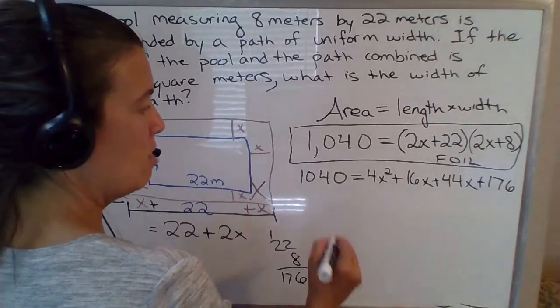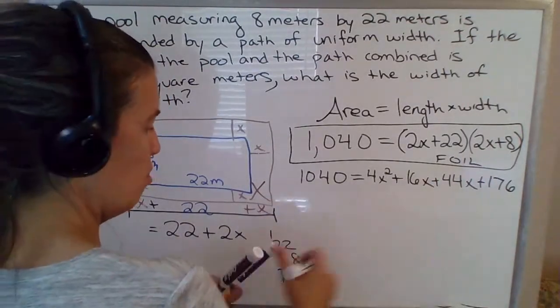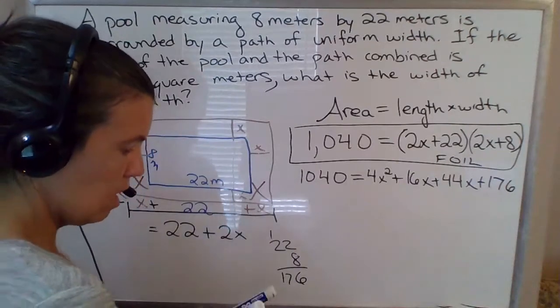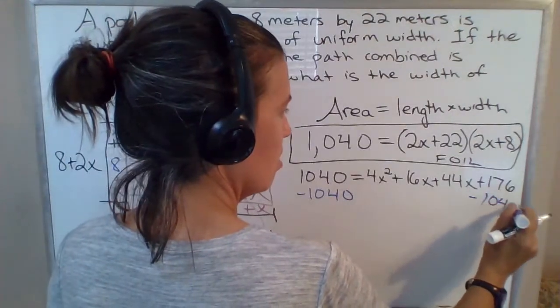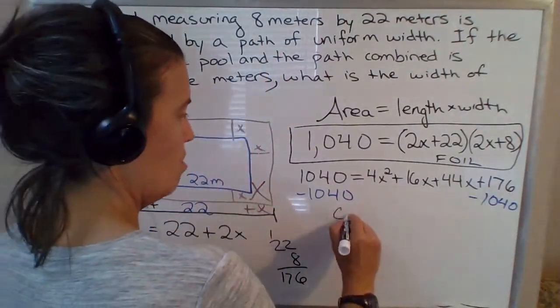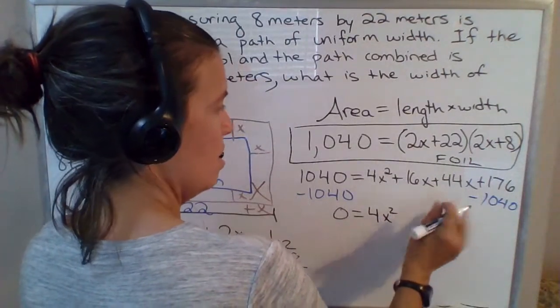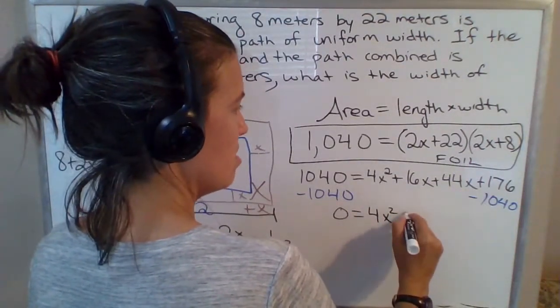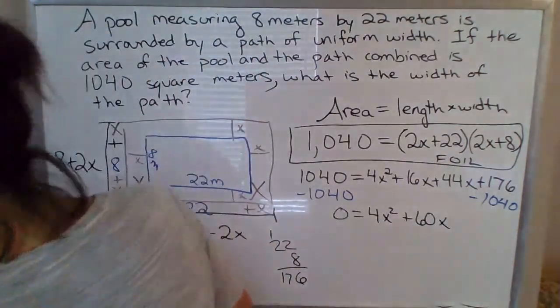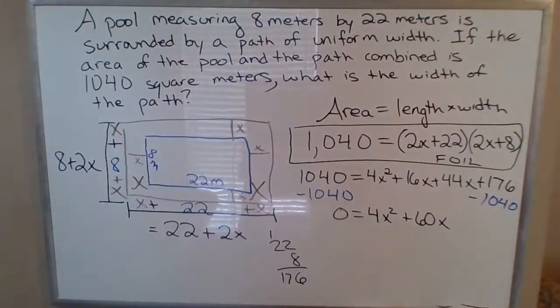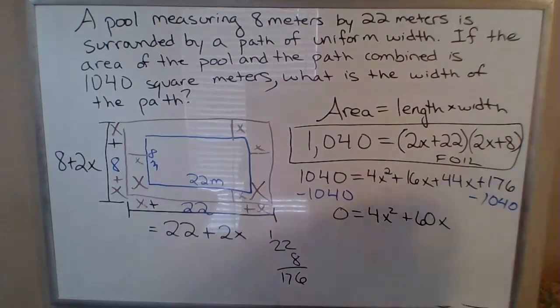Let's see. So combine like terms. I'm going to combine like terms over here, and while I'm at it, I'm going to go ahead and subtract 1040 from both sides. So I have 0 equals 4x squared. Combine these guys, so that'll be 60x. This will be what? Hang on. I don't want to do a whole video writing the wrong value. So we have 176 minus 1040, so that's negative 864. Okay.